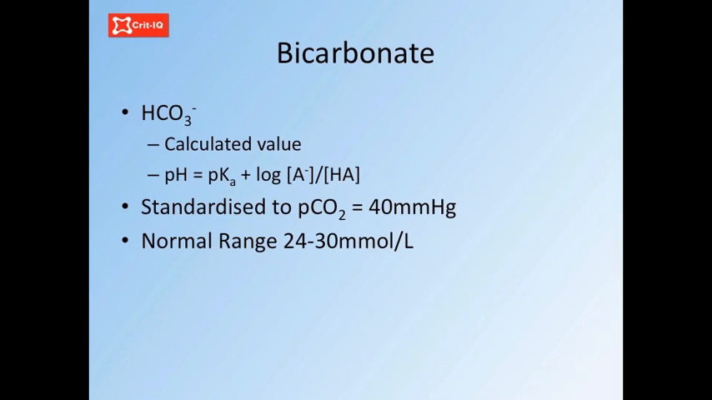Bicarbonate is a calculated value based on the measured values pH and pCO2 using the Henderson-Hasselbalch equation. The bicarbonate can also be standardized to a PaCO2 of 40, known as the standard bicarbonate. Under these circumstances, the effects of respiratory variation are removed, providing an estimation of the metabolic component of acid-base balance. The normal range for arterial blood is 24 to 30 millimoles per litre.